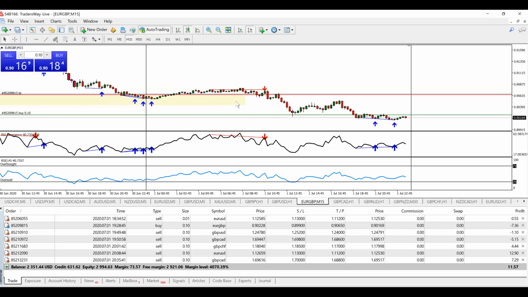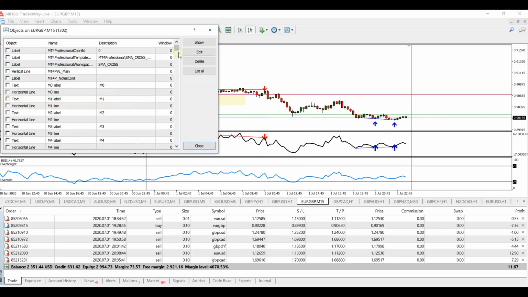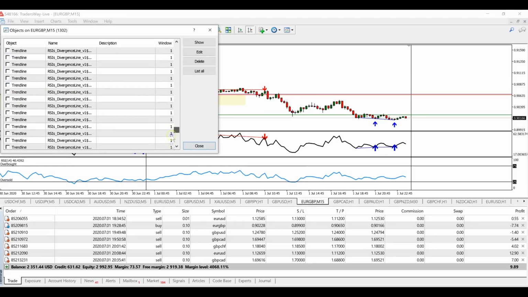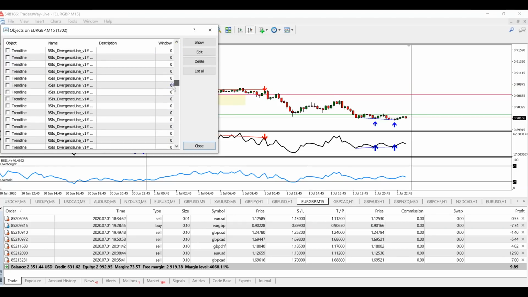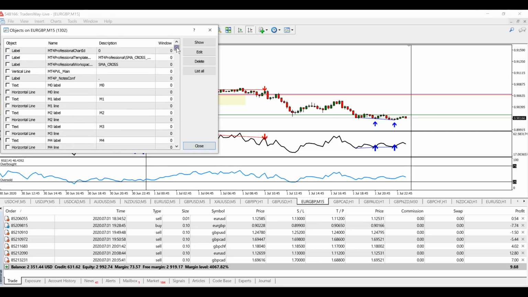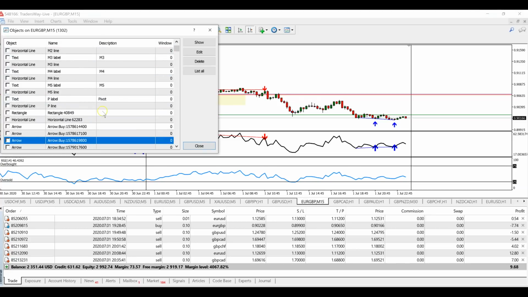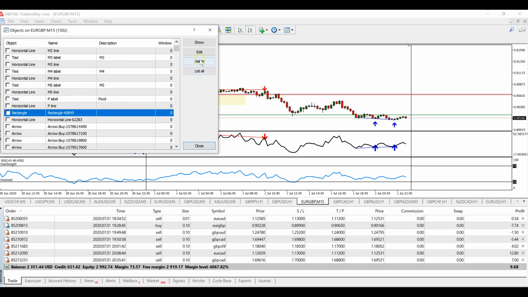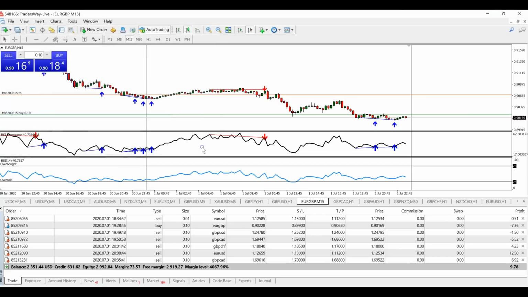But let's go ahead and remove these objects off the chart. I don't really need to see that right now. Let's find that rectangle. Where is it? There it is right there. Rectangle, don't need it. Horizontal line, don't need it. Go ahead and close that out.